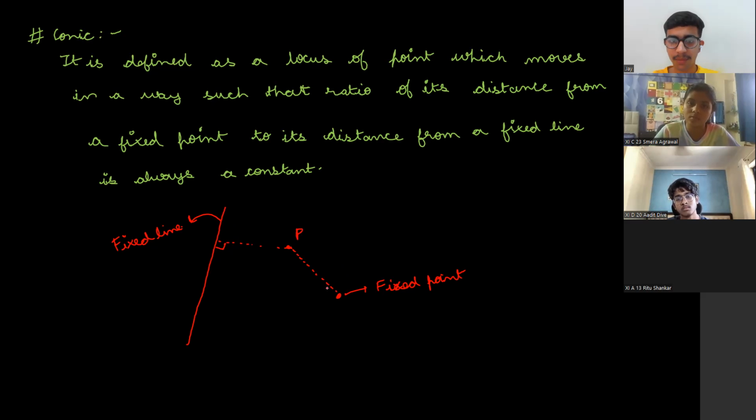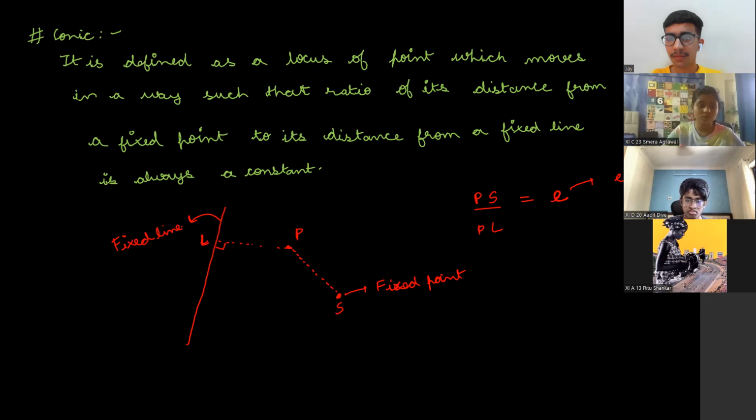So let's say this is P, this is S, this is L. So basically PS, which is distance of the point from the fixed point divided by distance of the point from the line, which is PL, is always a constant, and this constant is denoted by E, which is known as the eccentricity.